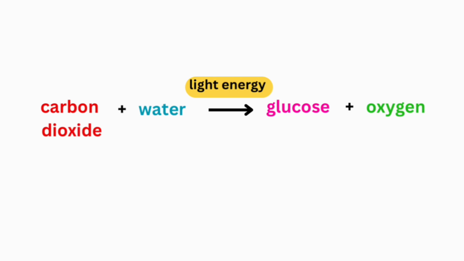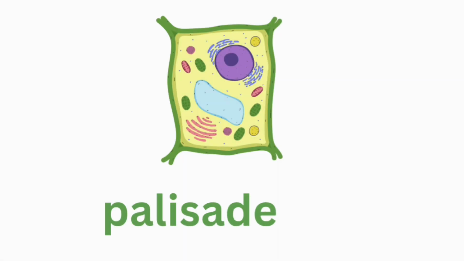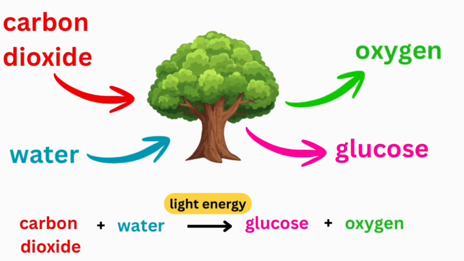Carbon dioxide add water, and then an arrow with light energy over it makes glucose and oxygen. And this process is called photosynthesis. So remember for your exam that the cells that carry out a lot of photosynthesis are called the Palisade cells. And Palisade cells are found in leaves. So leaves are carrying out lots of photosynthesis and making lots of glucose for the plant.